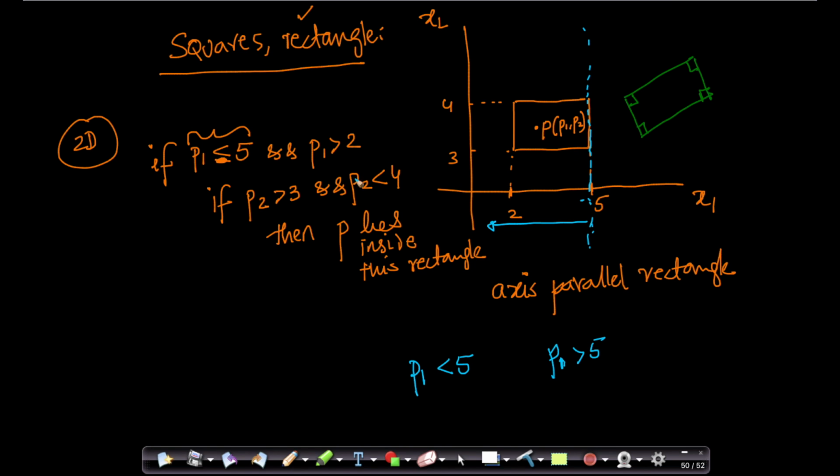Now, along with this, you're also saying that your P1 has to be greater than 2, which means it has to be on this side of this line, which is x1 equals 2. This line is nothing but x1 equals 5. Now you are saying it has to be on the left side of this and the right side of this, which means it has to be in this region, right? And what about this line? You can write this line as x2 equals 3, and this line as x2 equals 4.